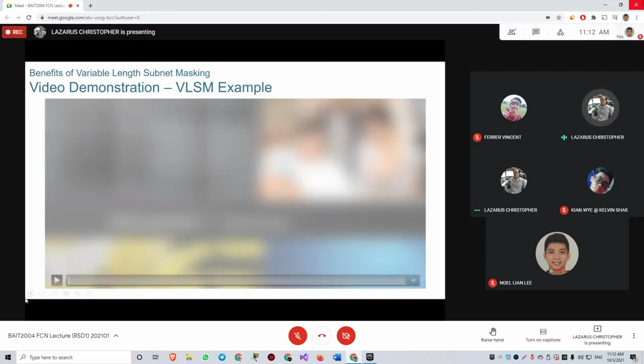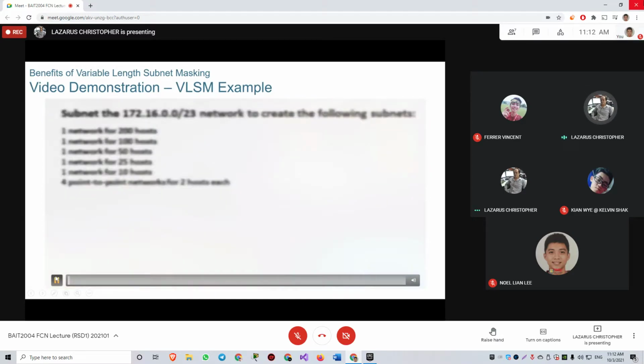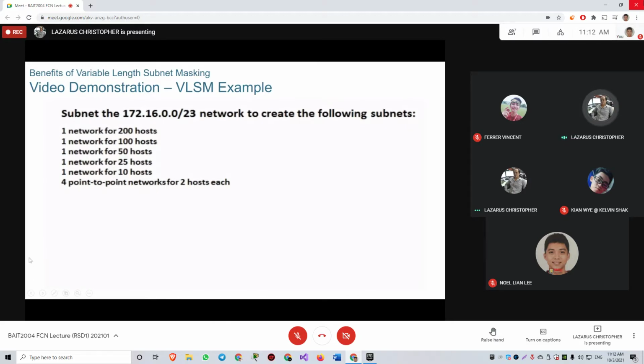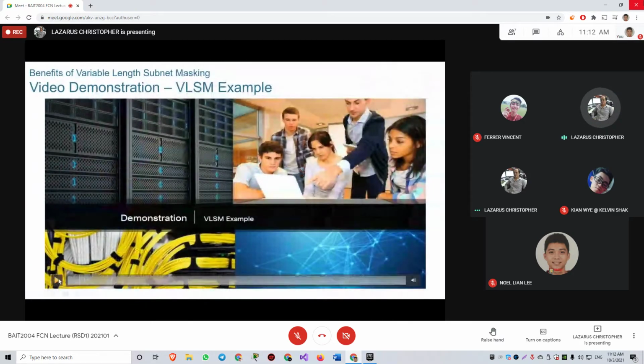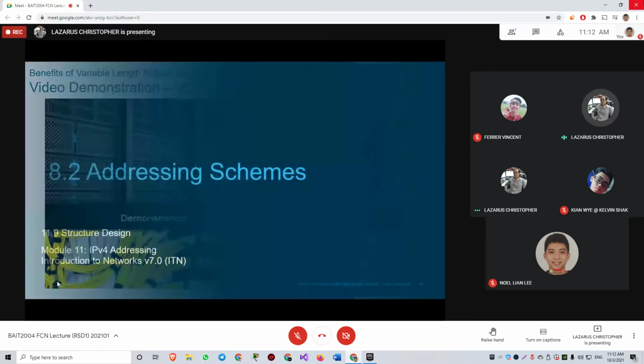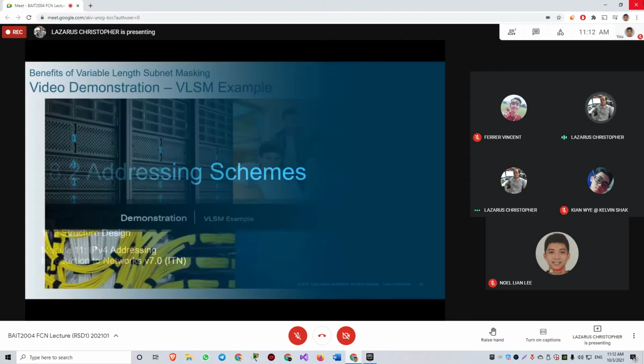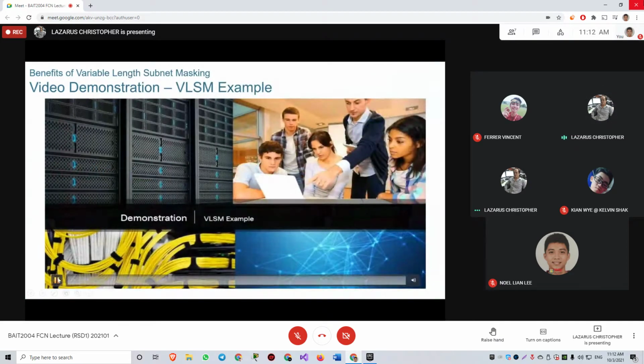You can see here, this example will show you this scenario. The task is to subnet the 172.16.0.0/23 network to create the following subnets. One network for 200 hosts, one network for 100 hosts. I also want to mention that 172 is class B, so starting from /16, yeah, a /16 network. Okay.